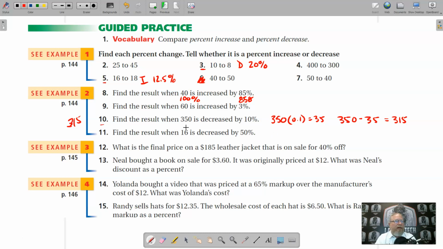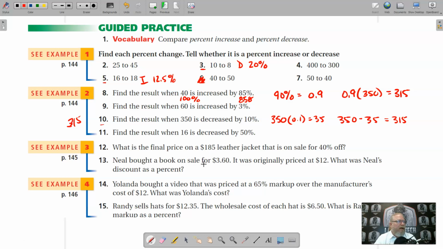Now another way we could do it is if you're getting 10% off, then you're actually paying 90%, because 100 minus 10 is 90. So you're actually paying 90% of the cost. Well, 90% as a decimal is 0.9. So let's take that 0.9 and multiply it times the original cost of 350, and sure enough, we still get the same 315. Either way you want to do it works out well.